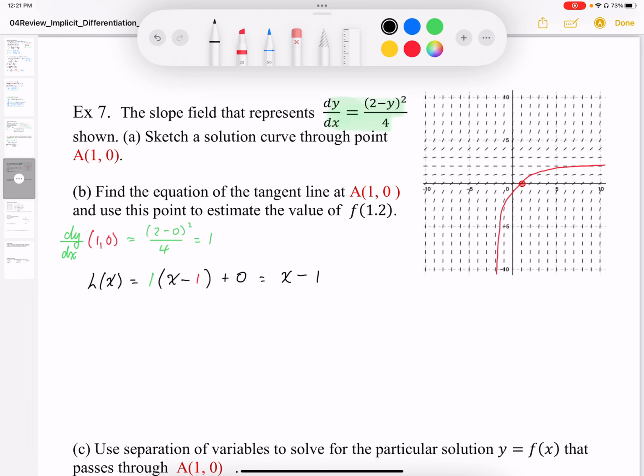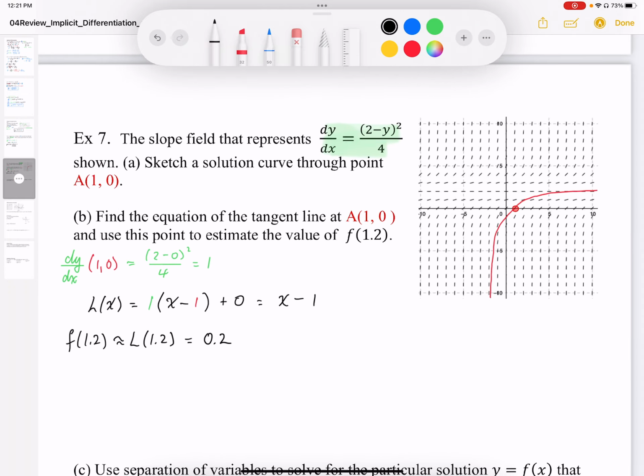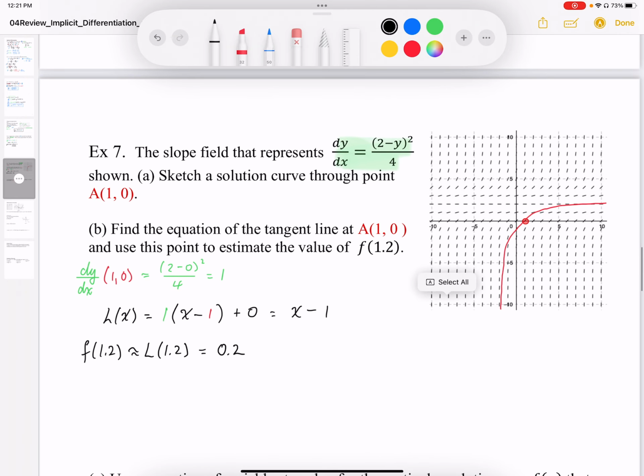So what I'm going to say is that f at 1.2 can be approximated by the linear approximation at 1.2. When I plug 1.2 into that equation, I get a y value of approximately 0.2. So my approximation is going to be about there. My linear approximation line is this tangent line that passes through that point, and it has a slope of 1.